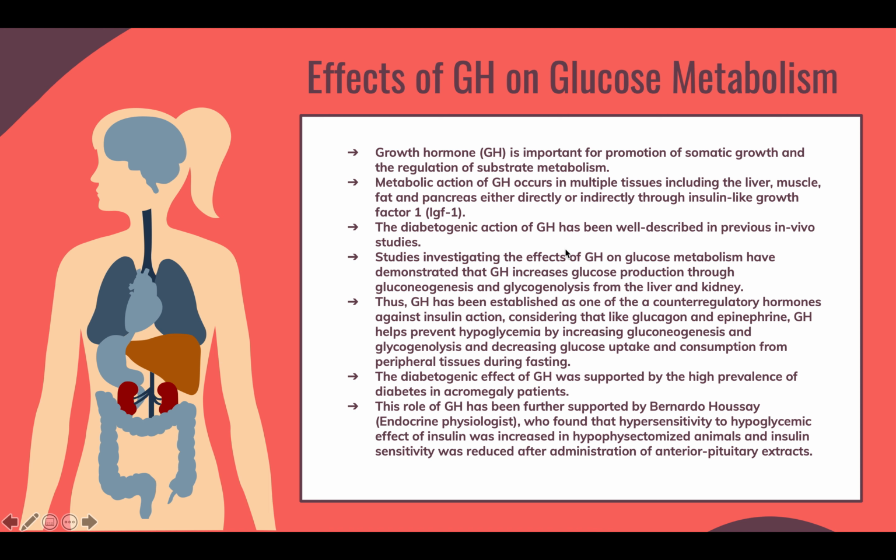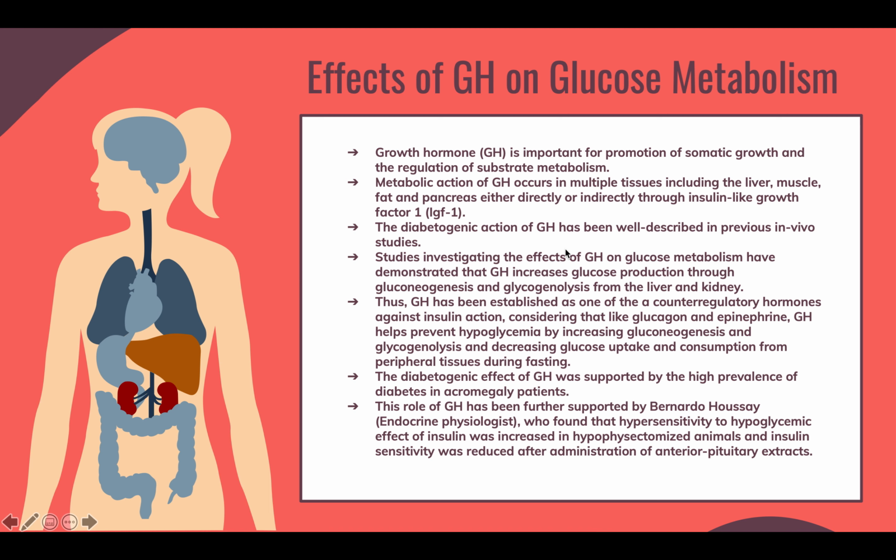So what are the effects of growth hormone on glucose metabolism? Growth hormone is important for promotion of somatic growth and the regulation of substrate metabolism. Metabolic action of growth hormone occurs in multiple tissues, including the liver, muscle, fat, and pancreas, either directly or indirectly through insulin-like growth factor 1 or IGF-1. The diabetogenic action of growth hormone has been well described in previous in vivo studies.